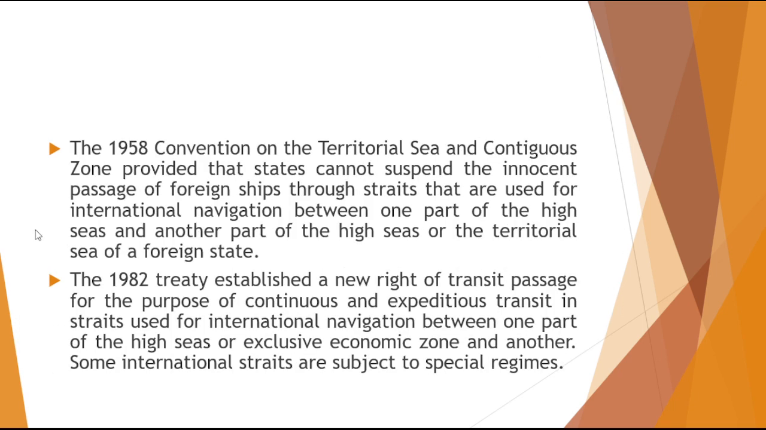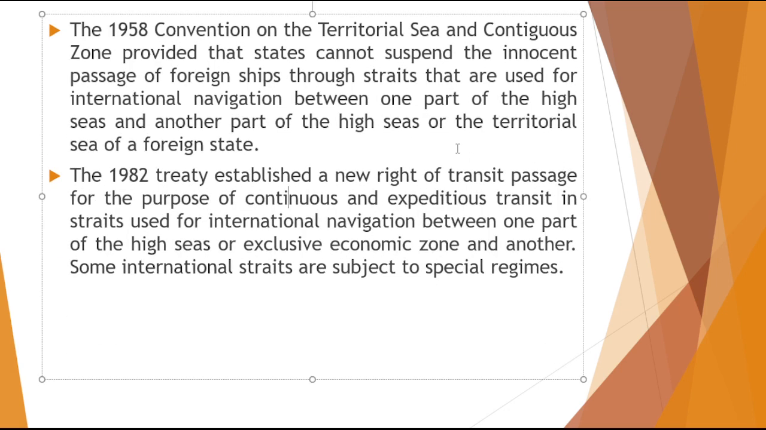The 1958 Convention on the Territorial Sea and Contiguous Zone provides that states cannot suspend the innocent passage of foreign ships through straits that are used for international navigation between one part of the high seas and another part of the high seas, or the territorial sea of a foreign state. So the concept here is straits.